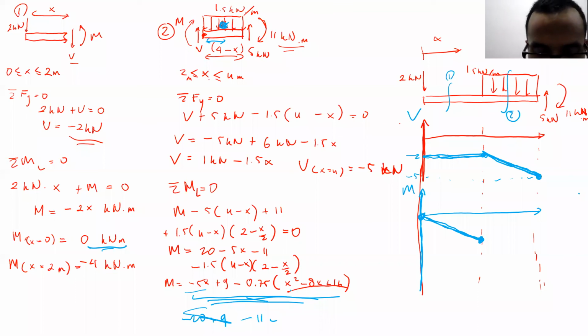Kan 0.75 kali 16 ya. This one is 16, and this one is minus 32, right? So you calculate the one from inside first. Oh, 16, 16. So this one is supposed to be 0, right? So the value is supposed to be 11, right? Correct. Oh yeah, 0. So the m is supposed to be minus 11.